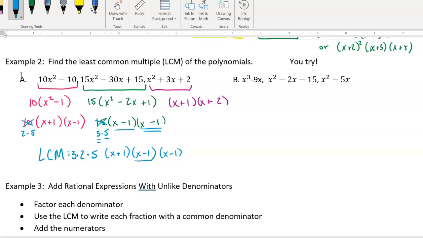All right, let's go to the next one that we have in purple there. x plus 1 is represented, so we don't need another one of those. But x plus 2 is not represented, so we need to add an x plus 2 there. So my least common multiple, if I multiply those numbers together, 3 times 2 is 6, times 5 is 30.